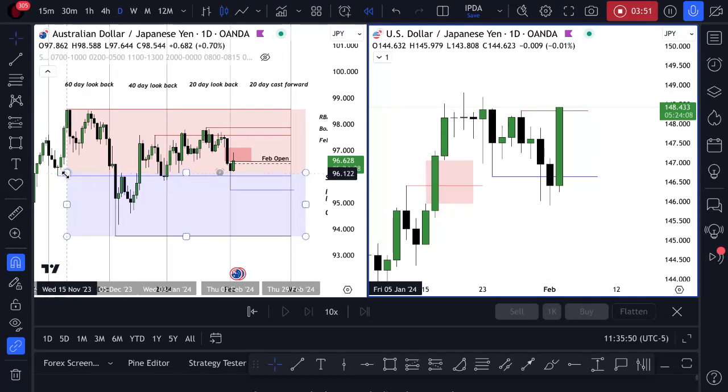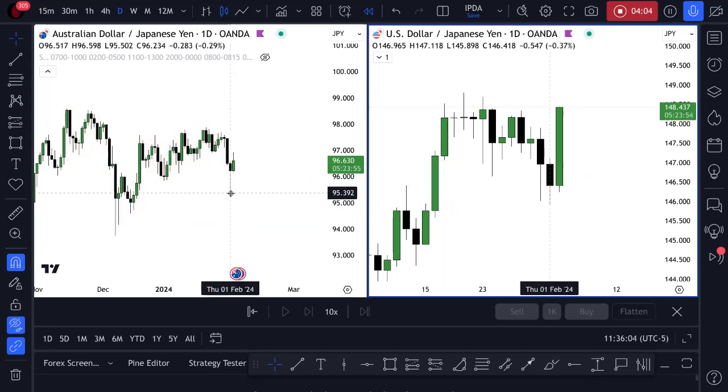ran into that 60-day low here. We also are below February's opening price. We also dropped below the yearly opening price. So it dropped below on this candle here. It dropped below the yearly open.